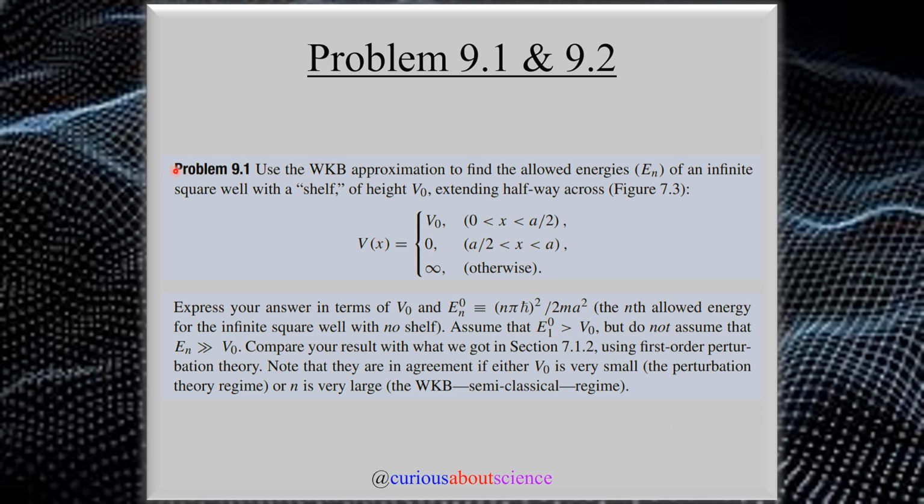To start, we're told to use the WKB approximation to find the allowed energies E_n of an infinite square well with a quote "shelf" of height V0 extending halfway across, Figure 7.3, which we'll see in a sec. Okay, so shelf V0, then 0, and infinite otherwise. Then we're tasked with expressing your answer in terms of V0 and E_n^0, the nth allowed, or zeroth order, energy for the infinite square well, and then assume that E_1^0 is greater than V0, but do not assume that E_n is much greater than V0.